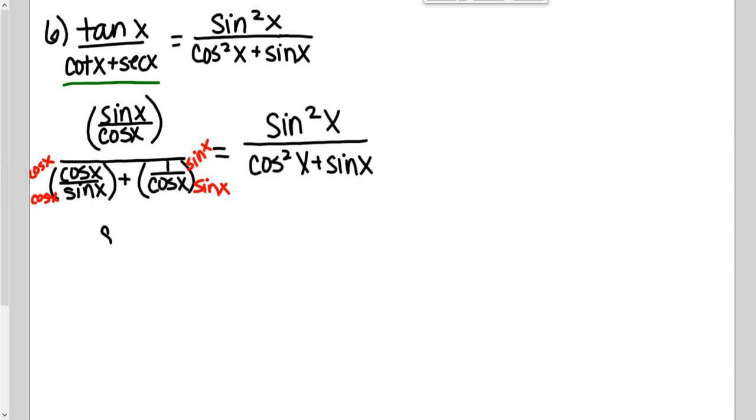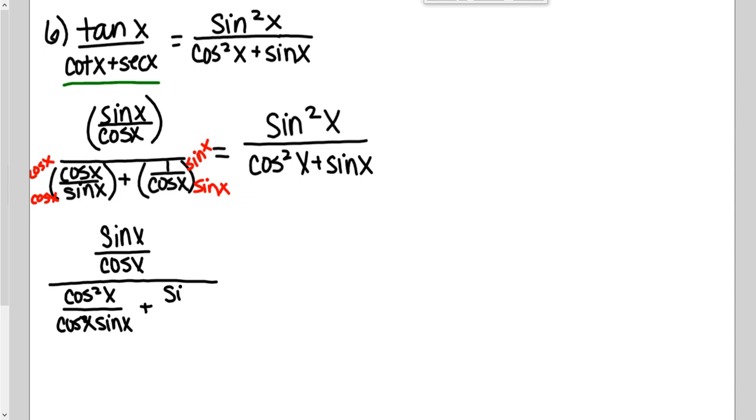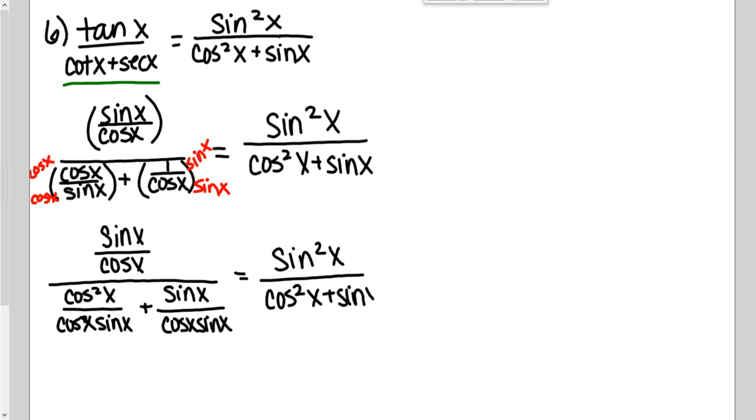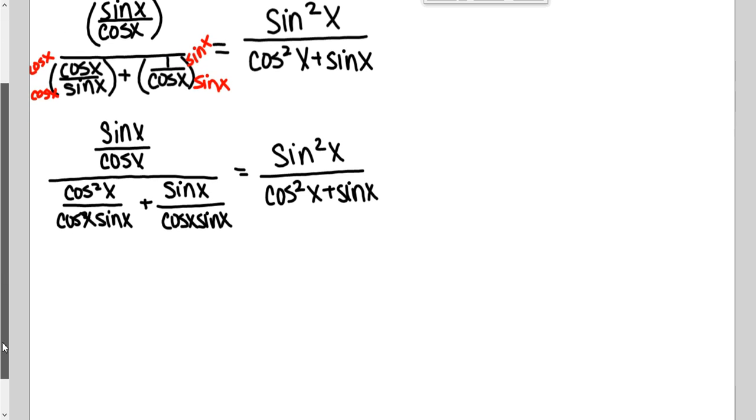And go from there. So my numerator is still sine x over cosine x. My denominator, cosine times cosine is cosine squared. Cosine times sine is cosine sine. 1 times sine is sine. And cosine times sine is cosine sine. I still cannot keep change flip because I still don't have just a single fraction in that denominator. So I'm going to have to keep going with that.